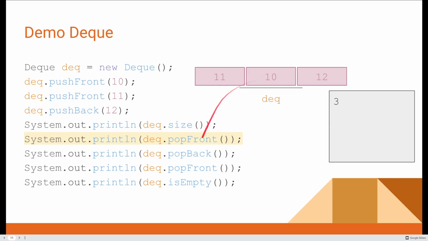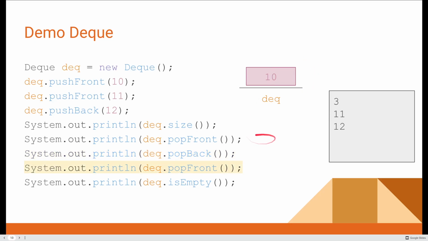There are 3 elements. If I pop the front, we're going to pop the 11. That's at the front. If we pop the back, that's going to pop 12. That's at the end. Pop front and back would both do the same thing. Both of those would pop that 10. And our deque is now empty. That's going to print out true.